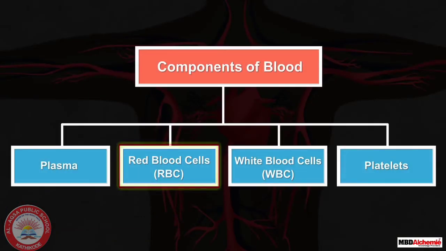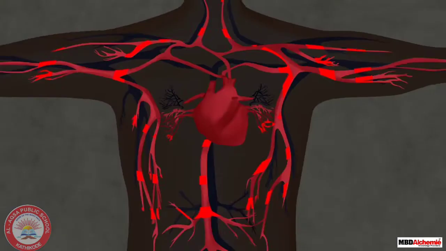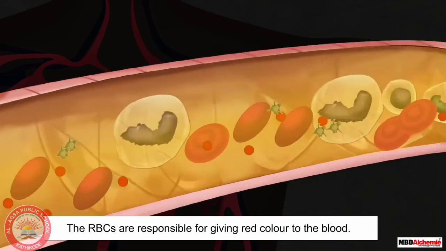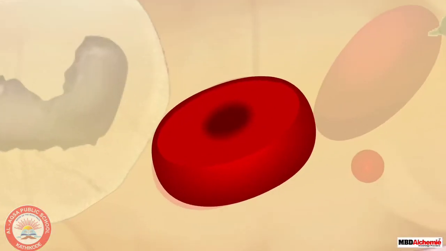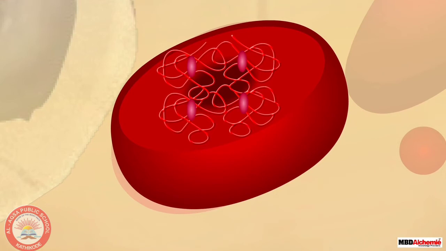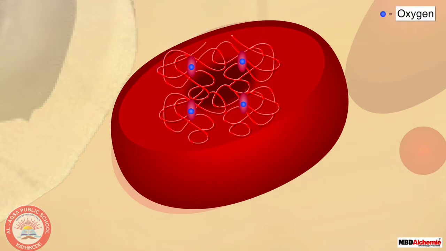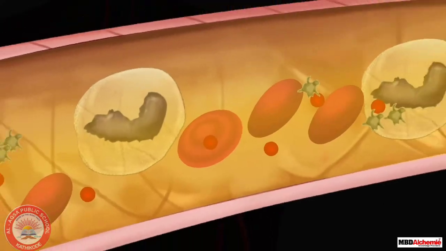The next component is the red blood cells or the RBC. The red blood cells are responsible for the red color of our blood. This is because of the presence of a red pigment called hemoglobin. This hemoglobin binds with oxygen and transports it to different parts of our body.